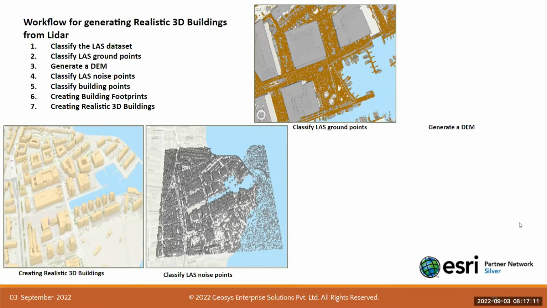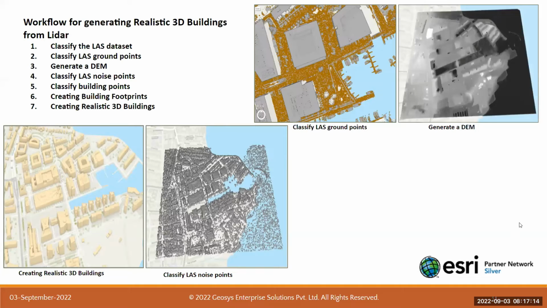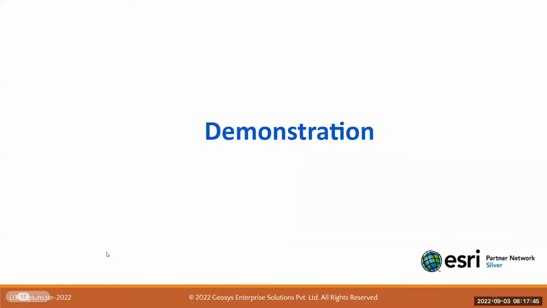So here is the workflow for generating the realistic 3D buildings. We are going to classify our LAS data set. We are going to get this kind of image when we generate the LAS data set and classify the LAS ground control points, and then we create a digital elevation model and classify this. We remove the noise from the LAS data sets, and then we create 2D buildings, and we generate the realistic 3D buildings like you are seeing here.